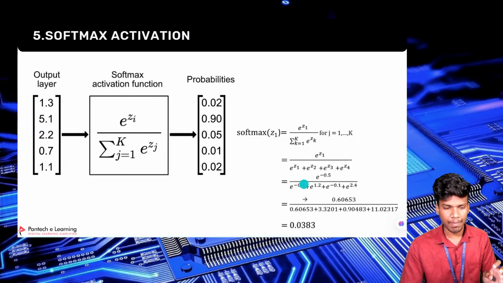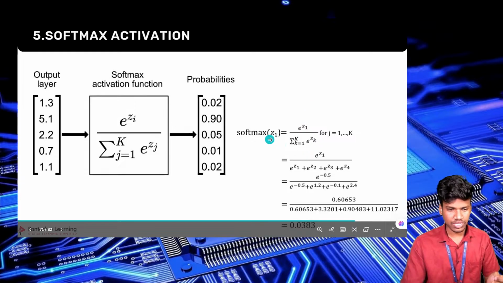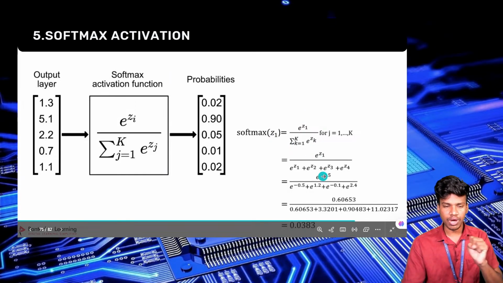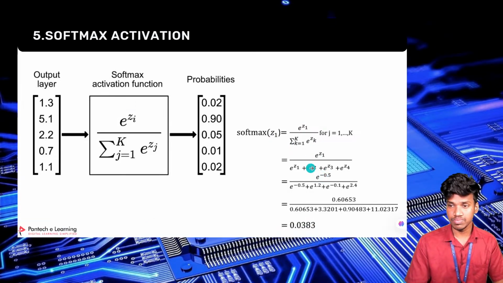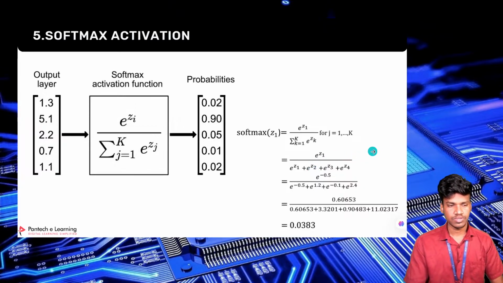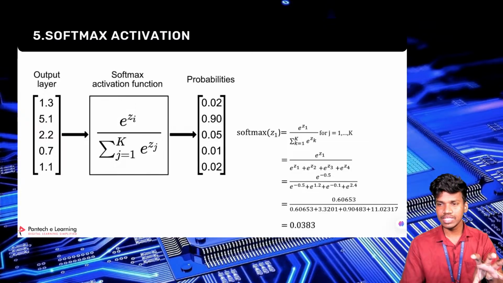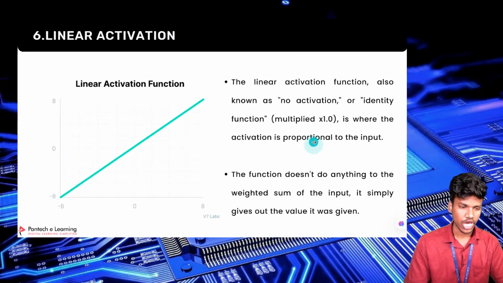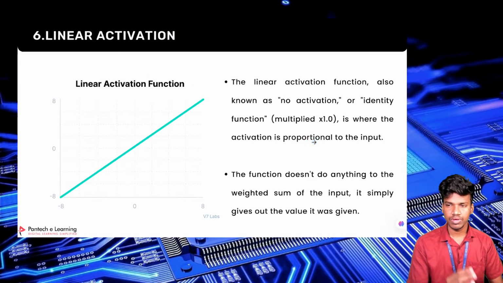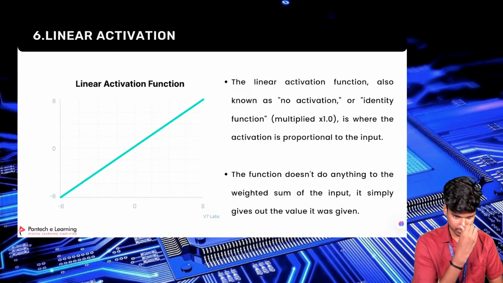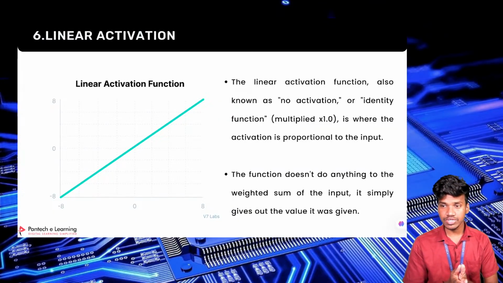So now, based on the applied steps and this applied formula, we have to get the proper output of our exact prediction. So this is the way the softmax function is applied, extracting the exact output and finding our predicted output. So the linear activation is also known as no activation or the identity function. It is multiplied by the point values, and the activation is proportional to the input.